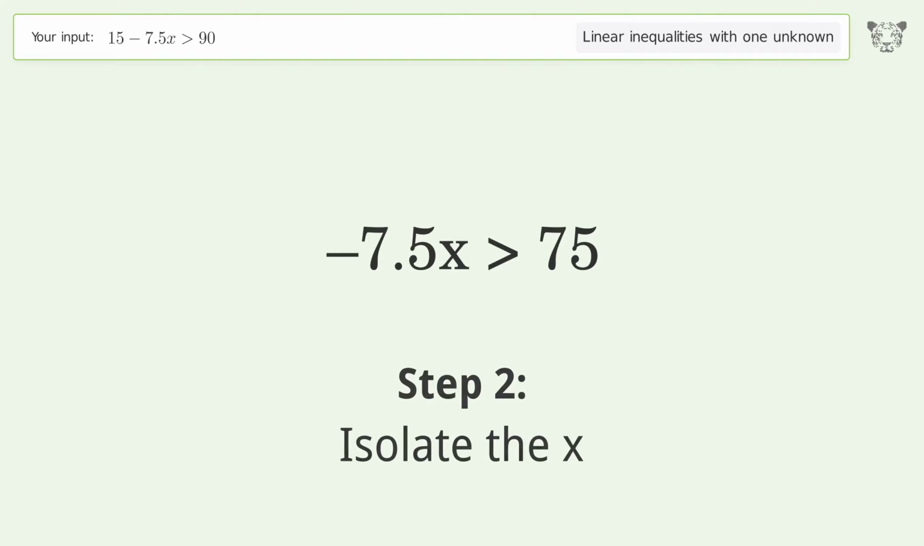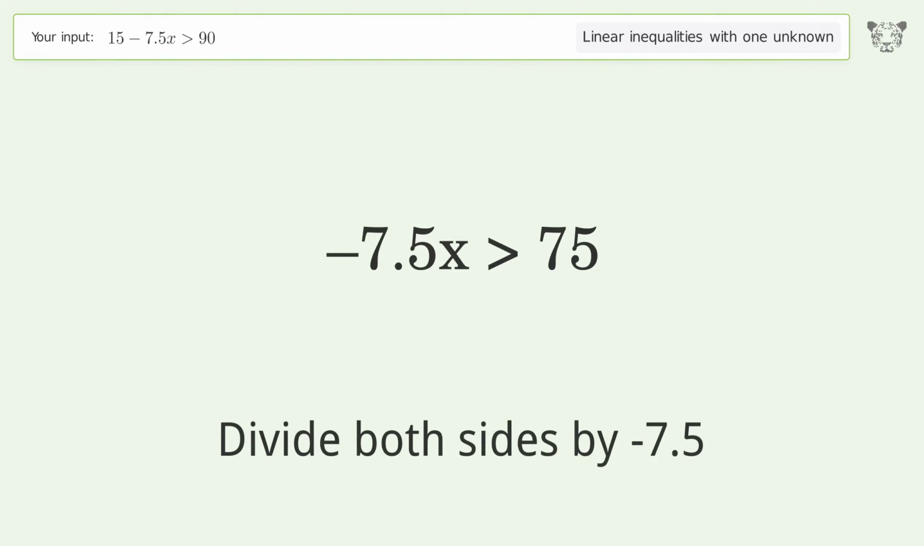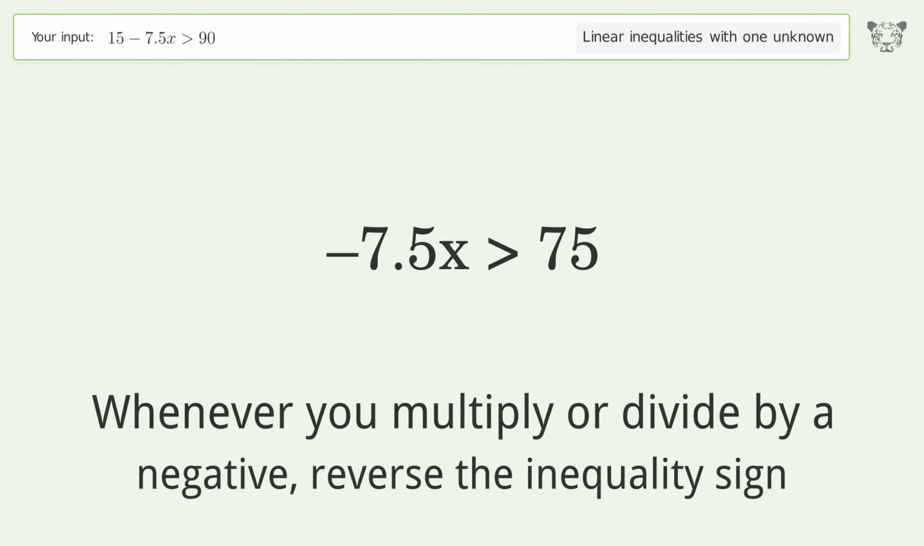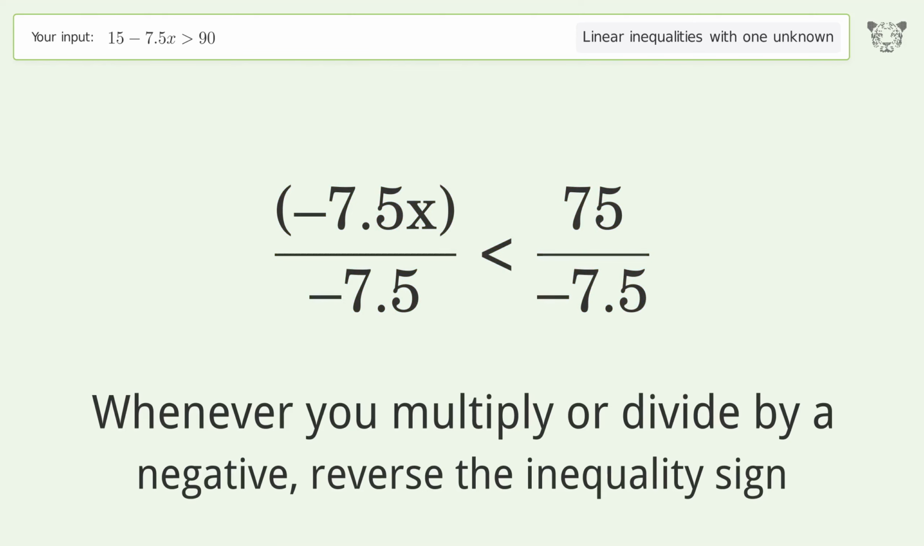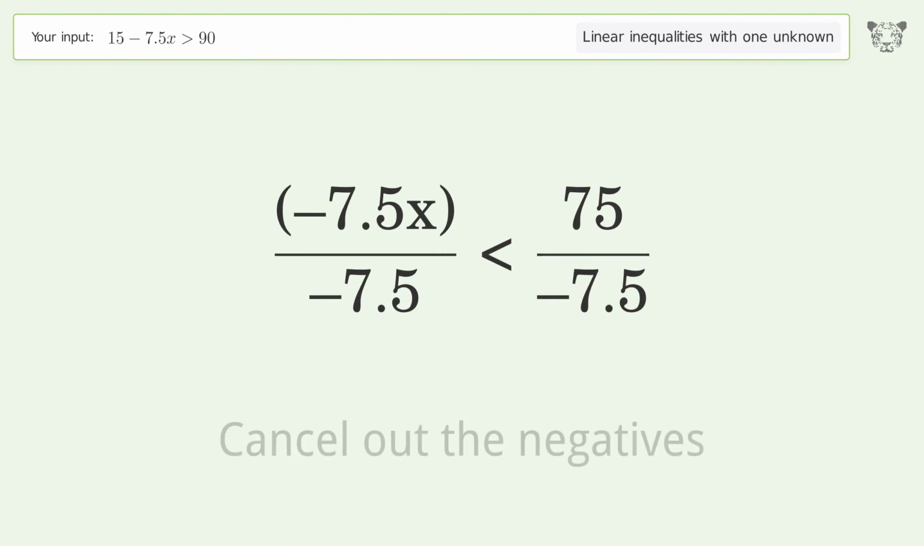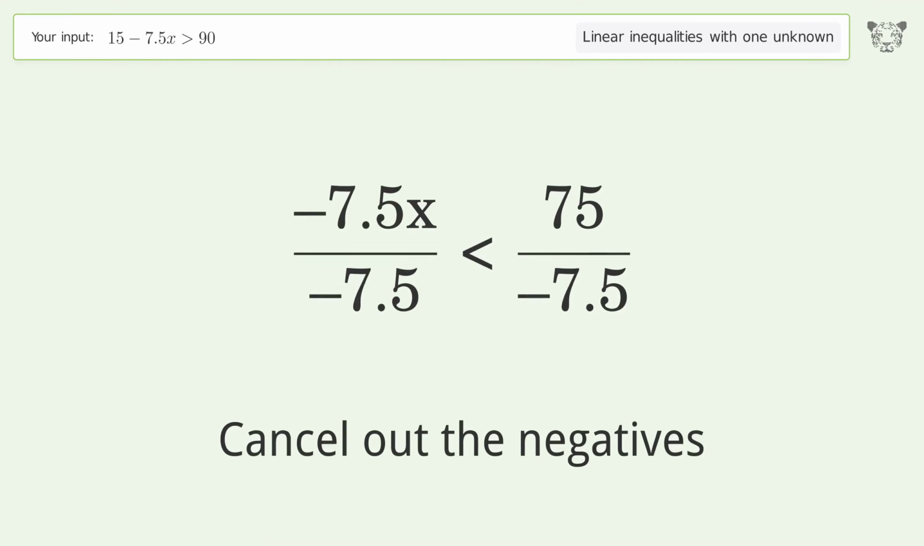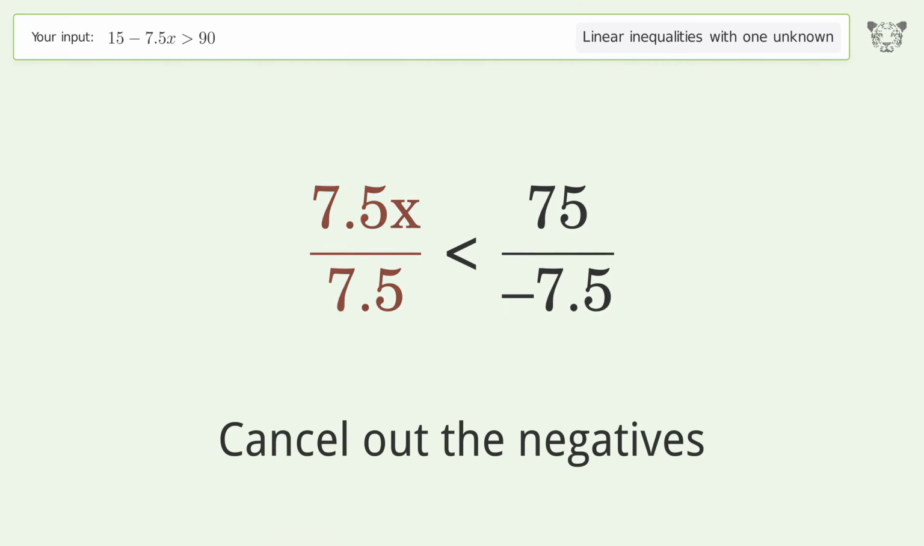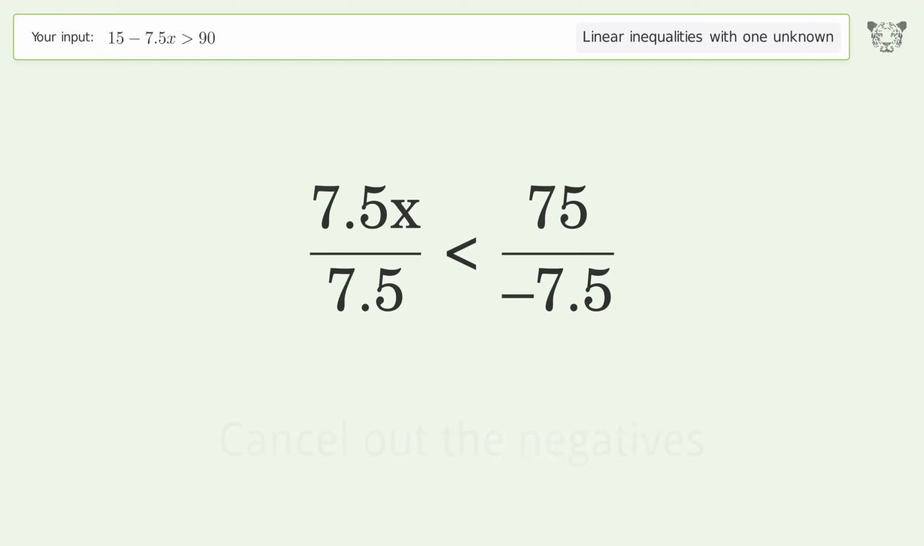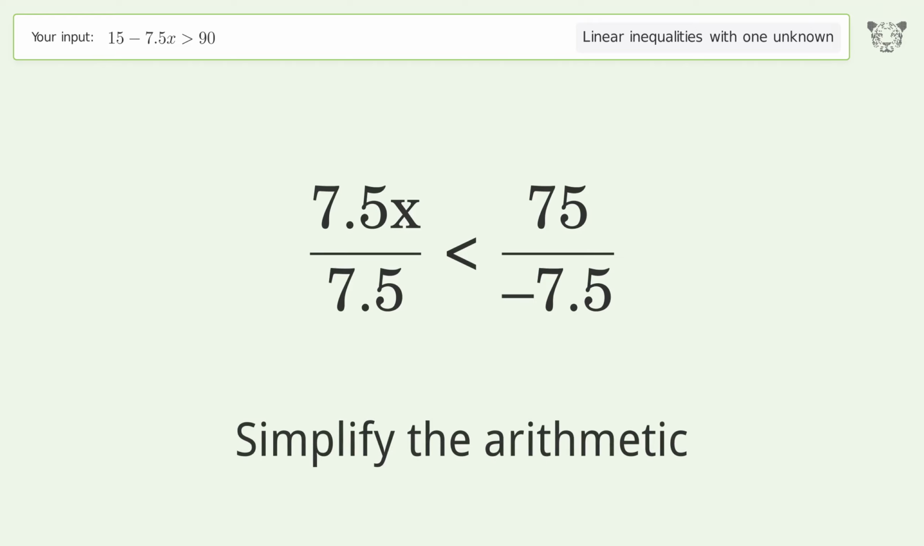Isolate the x. Divide both sides by -7.5. Whenever you multiply or divide by a negative, reverse the inequality sign. Cancel out the negatives. Simplify the arithmetic.